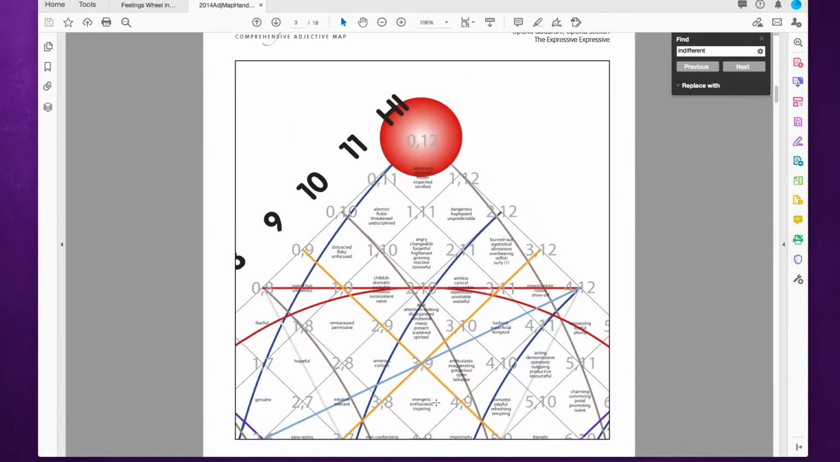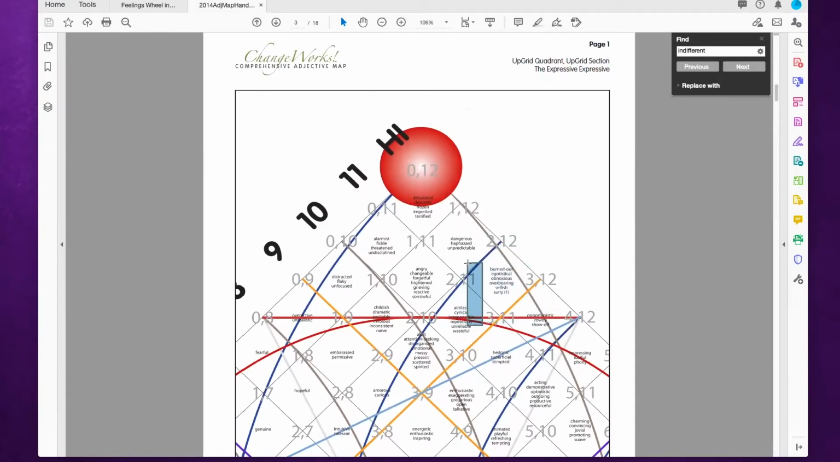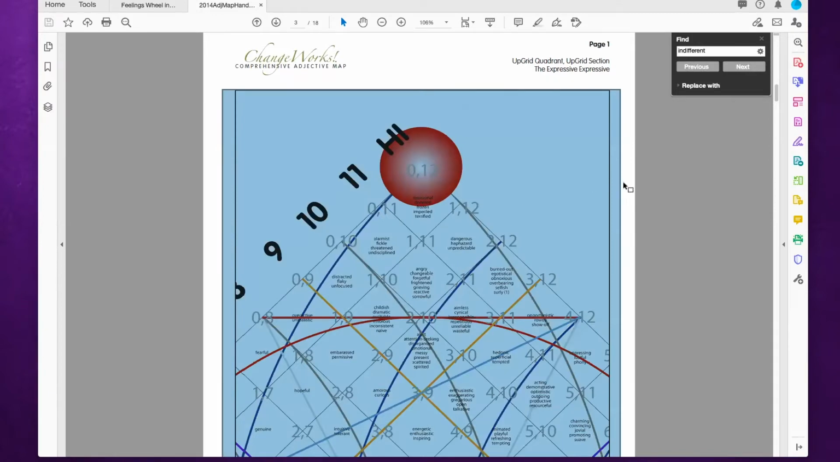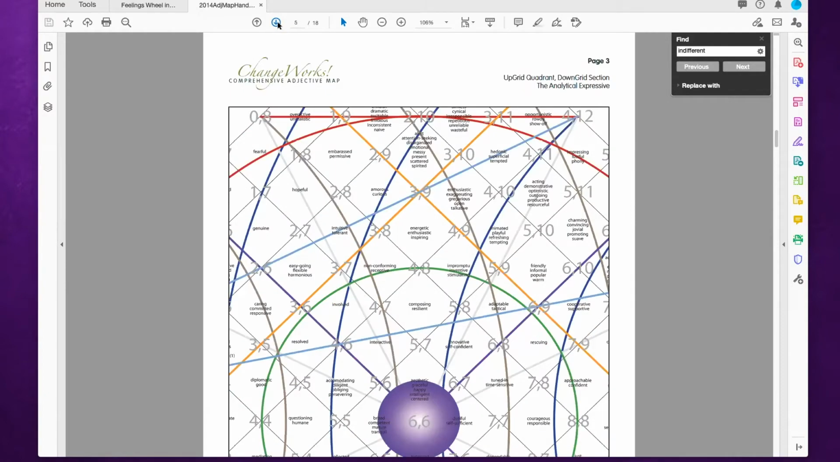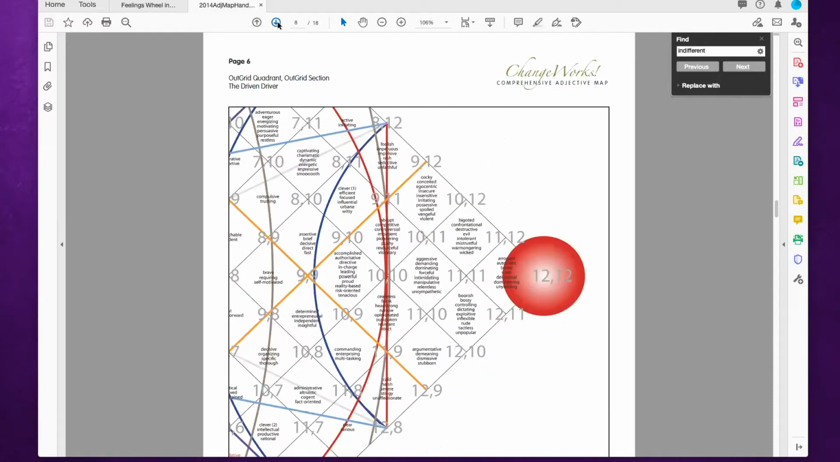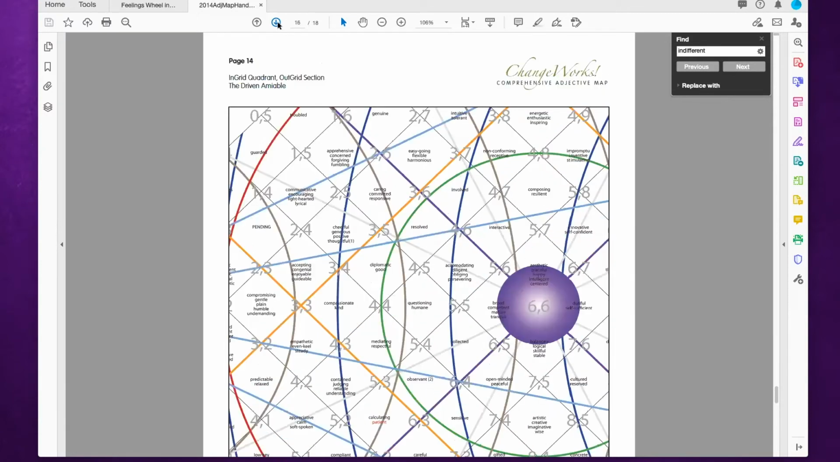So right now you're looking at the upgrade quadrant, the upgrade section, also known as the expressive. Maybe that is editable, I don't know, but all these additional pages are a little bit more zoomed in. We did that because if you are ever sitting with a client and you want to give them this document, they're not going to be zooming in and out on the giant one. They want something more readable at the normal size of a piece of paper. That's what all these other pages are. It's just zooming in and taking a screenshot so you can see what's going on there.